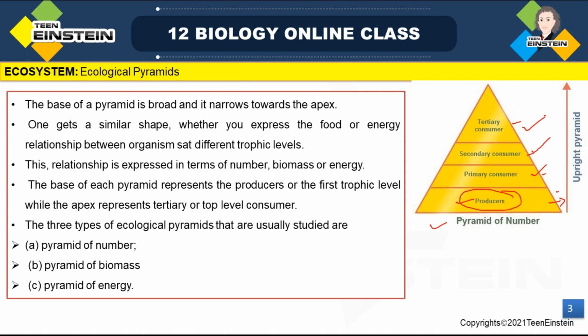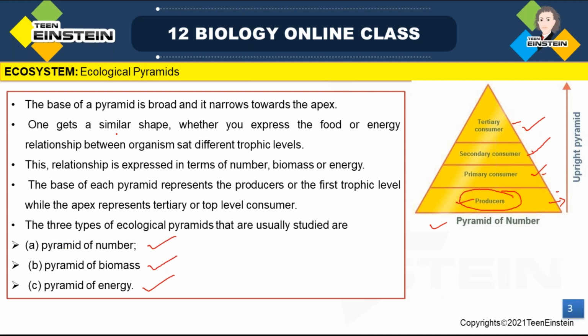In ecological pyramids, mainly we use the number of individuals, then biomass, then energy. Pyramid of numbers, pyramid of biomass, pyramid of energy. For showing these parameters, we prepare these ecological pyramids, or we make the representation of these kinds of ecological parameters. So we need to check them one by one.